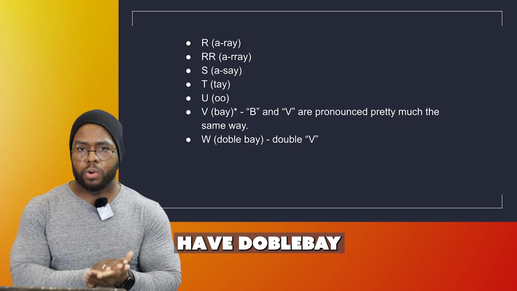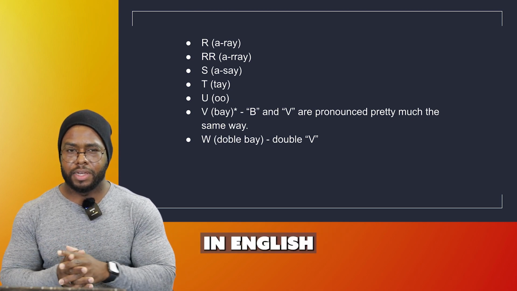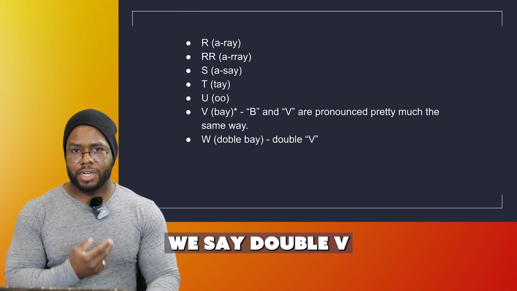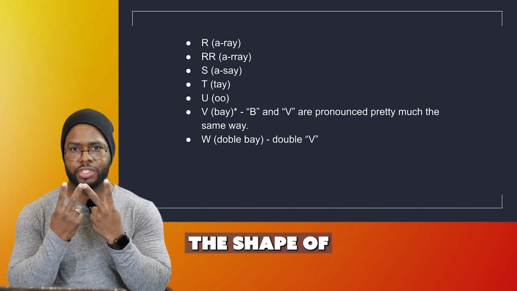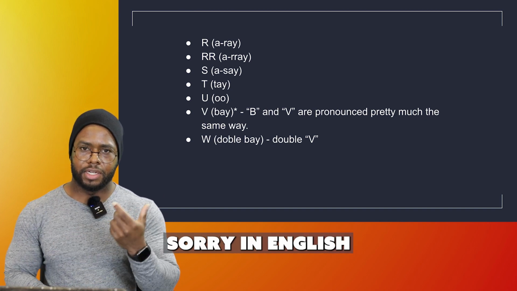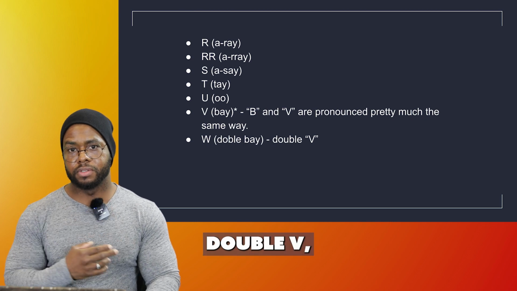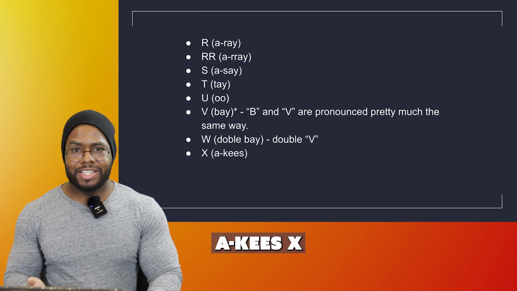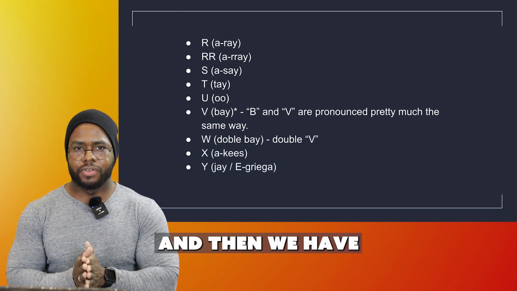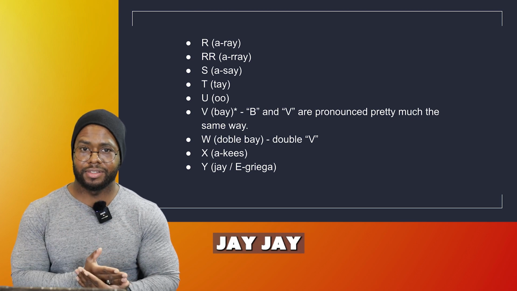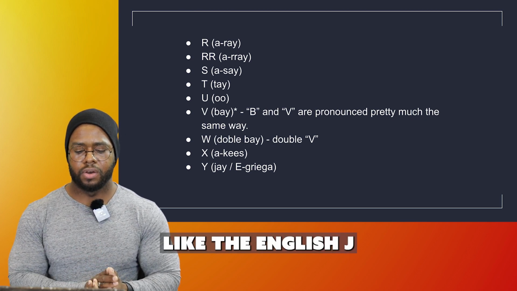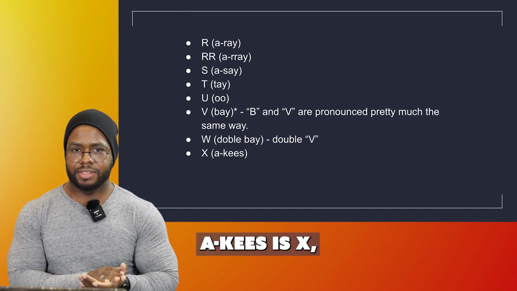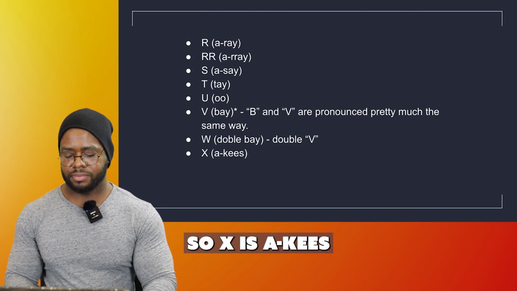Then we have doble V. In English, we say double U, two U's together. In Spanish, we say double V, two V's together because of the shape of the letter, right? In English, double U. In Spanish, double V, which makes more sense, to be honest, right? X, and then we have Y, which is either J, like the English J, or Y. X is X.